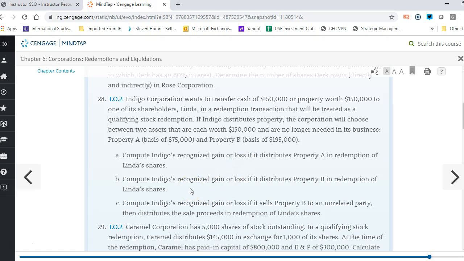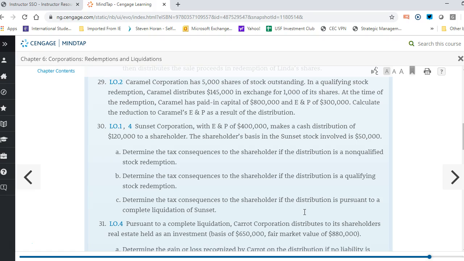For part C, it says compute Indigo's recognized gain or loss if it sells property B to an unrelated party, which I basically just answered. So that's what they should do. They'd realize the loss, give the cash to Linda, and all is good. That would be the best for them to do in terms of saving on tax.